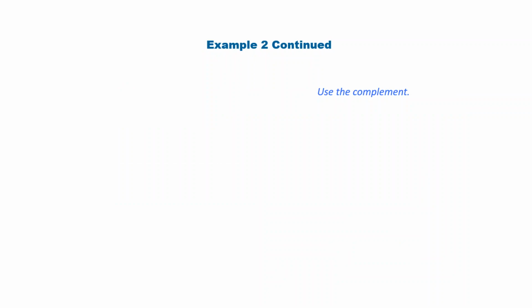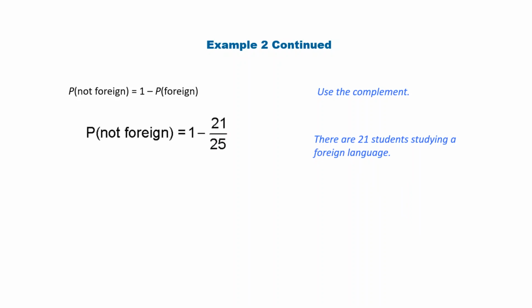So we're going to use the complement in this case. And so here's our formula. The probability of not foreign has got to equal 1 minus the probability of foreign. So there are 21 students studying a foreign language. So the probability of not foreign is going to be 1 minus the probability of foreign.